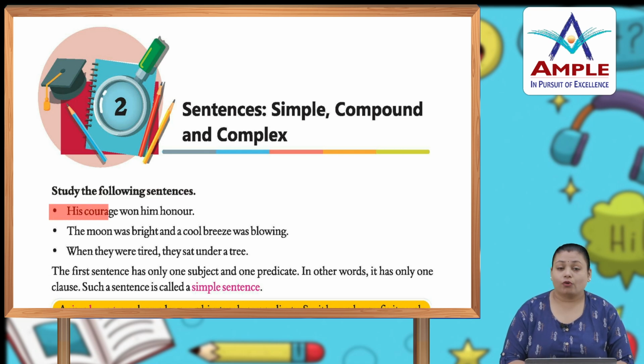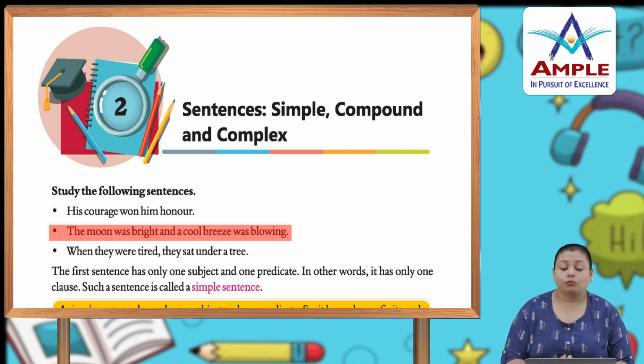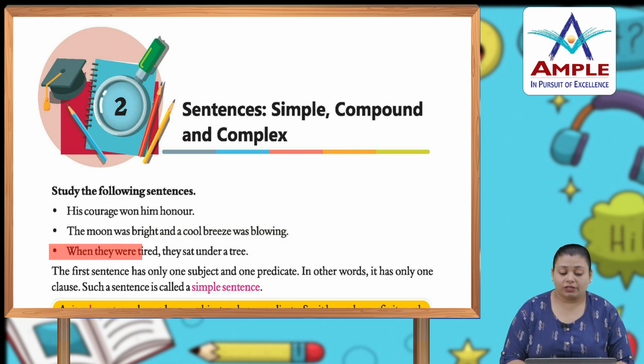His courage won him honor. The moon was bright and cool, and a cool breeze was blowing. The moon was bright and a cool breeze was blowing. When they were tired, they sat under a tree.